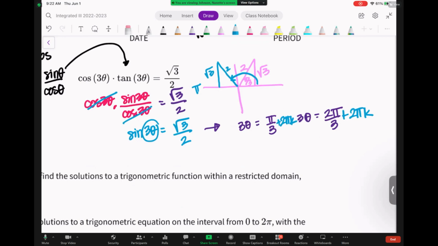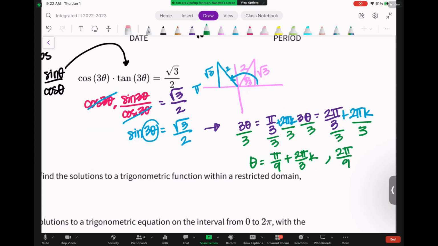Okay. So then I'm going to divide by 3 all the way across. So therefore, theta equals pi over 9 plus 2 pi over 3k, and 2 pi over 9 plus 2 pi over 3k. Okay, so let me just preface this with, pi over 9 is like right here.